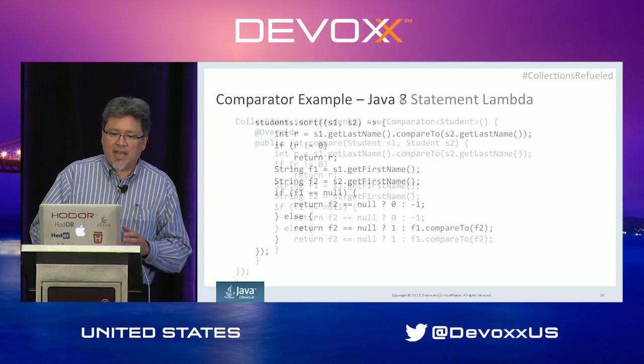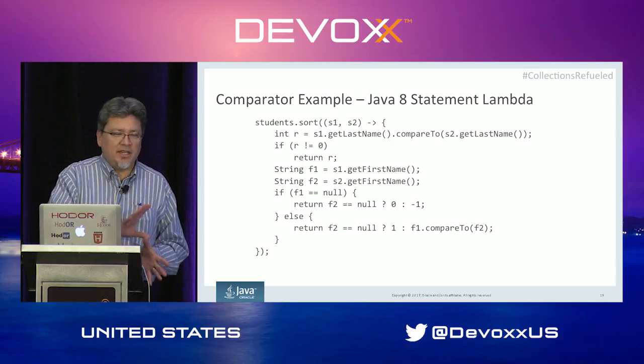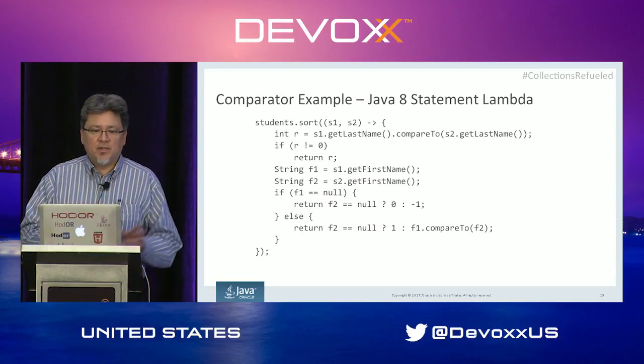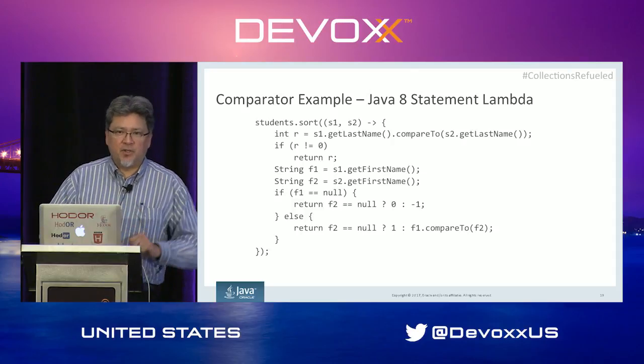All right, so in Java 8, this is a little bit of a refactoring. Instead of calling collections.sort, we call students.sort, and instead of using an anonymous inner class, we convert it to a lambda.